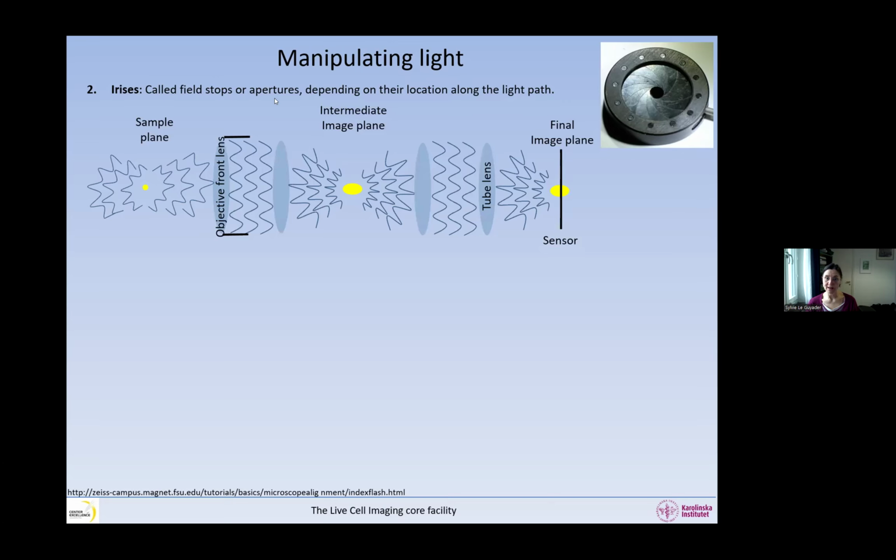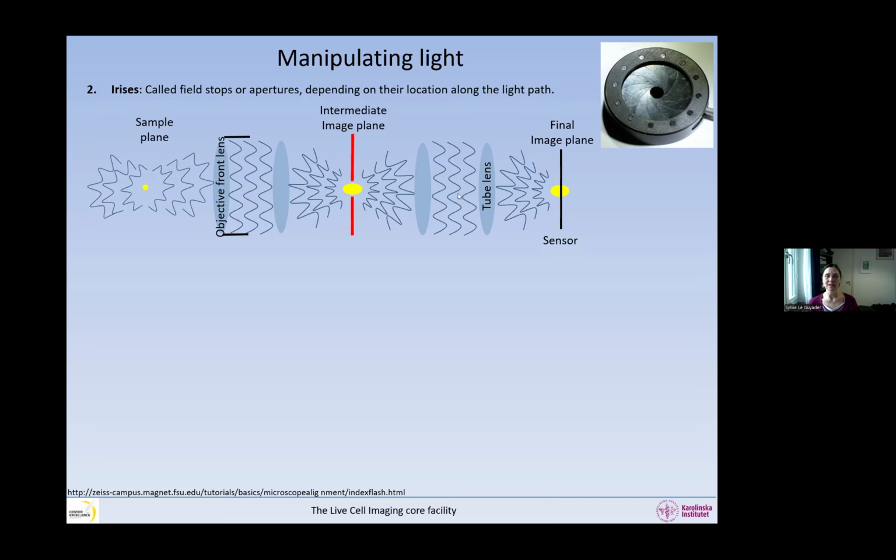So here we have again our microscope. It's a microscope that's laying down. Here we have the sample, and we have the objective here. We're forming an intermediate plane, and then we're transforming the light again until we get the final image, which is what we record. And now we're going to put irises in this light path.